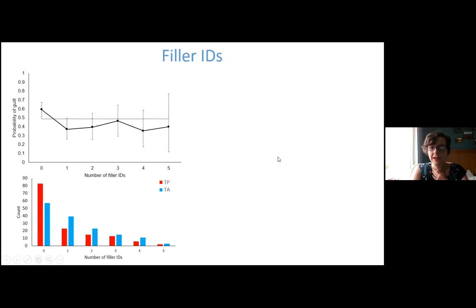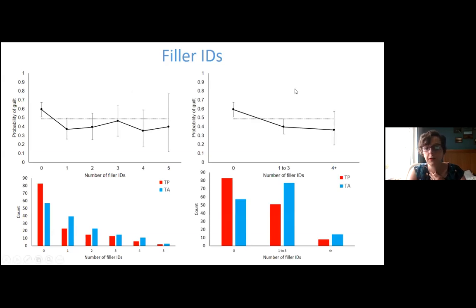If we look at filler IDs, this is pretty underwhelming. It's basically flat. If you collapse them, there's some suggestion here that if they never pick a filler, then your target is probably guilty. If they pick fillers, then your target's probably innocent, but it doesn't seem to matter how many times they pick a filler, as long as it's more than 1.